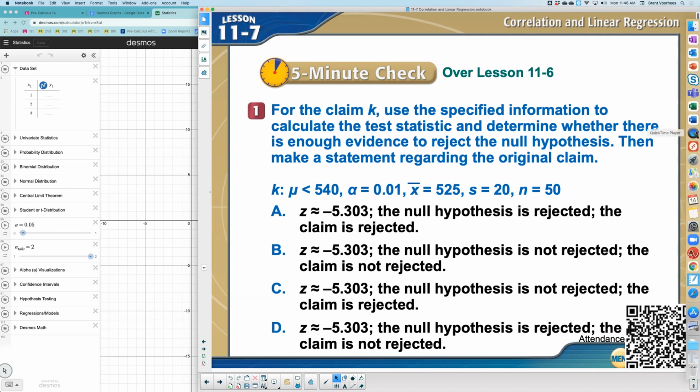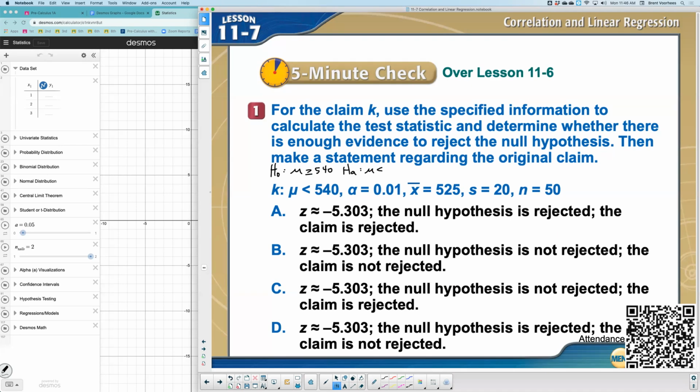So from there, we could establish that, remember, the null hypothesis always takes the equal sign. That means the alternative must be the one that has no equal sign, it's just less than. That means the null hypothesis would be that the mean is greater than or equal to 540. The alternative hypothesis is that the mean would be less than 540. And since that is our claim K, I'm going to write here claim. This is the claim, and this is what we're evaluating here.